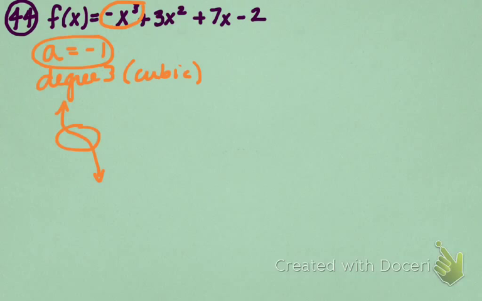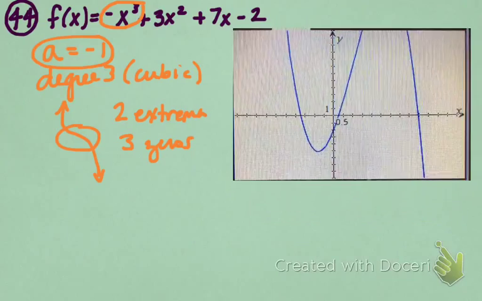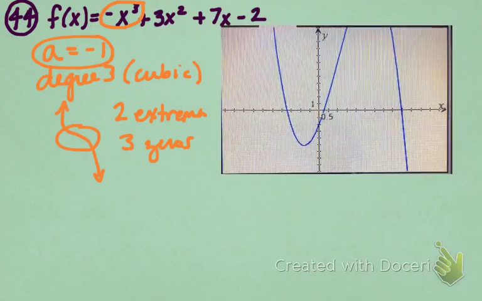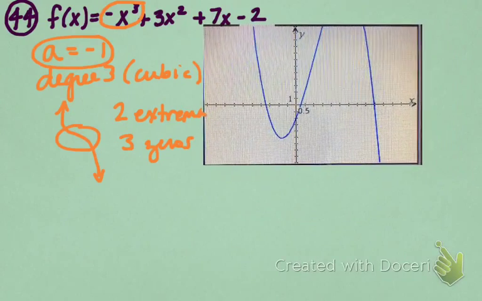We also know that because it's degree 3, we have at most 2 extrema and at most 3 zeros. And that's important because when you're told to graph something, you need to know what you're looking for to know that you've got all the significant information in the picture that you're looking at. So obviously you've got the picture in front of you from the study guide, and this is the graph that's on your study guide as well.